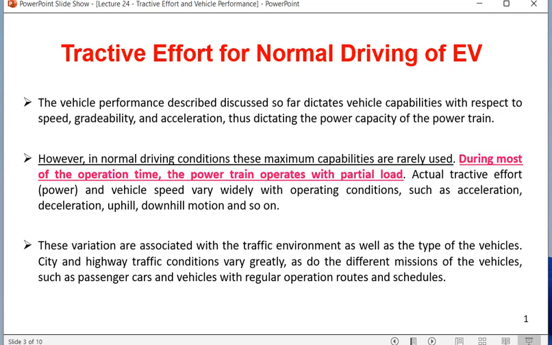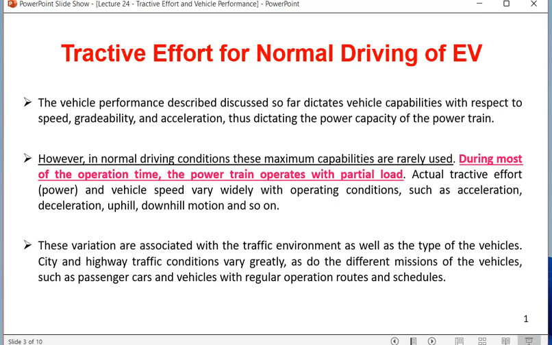All these variations are associated with the traffic movement and traffic environment, as well as the type of the vehicle, whether it is being driven in a city or on highway traffic. All those things matter, because under city driving and highway traffic driving, the drive cycle is entirely different.